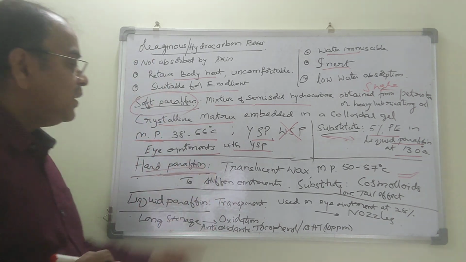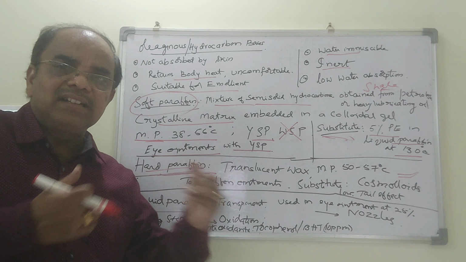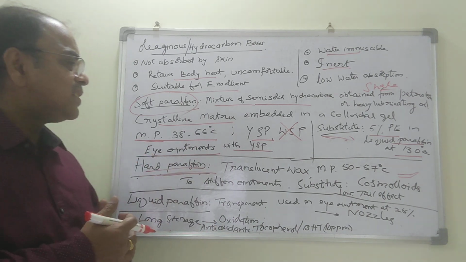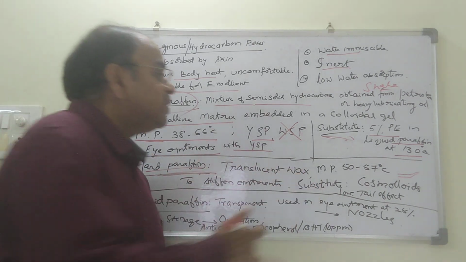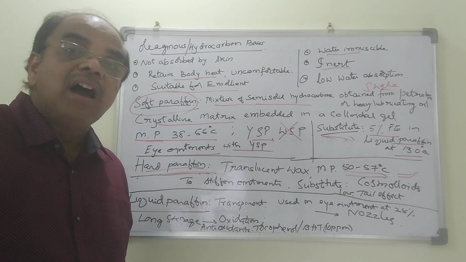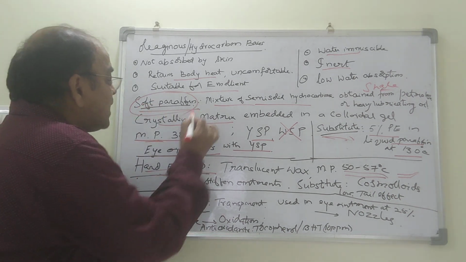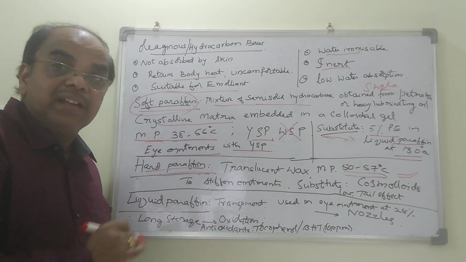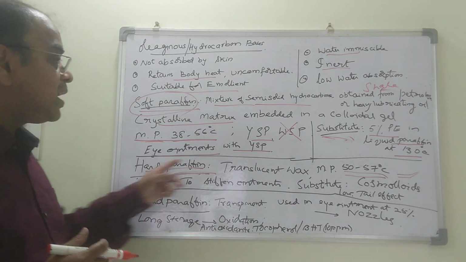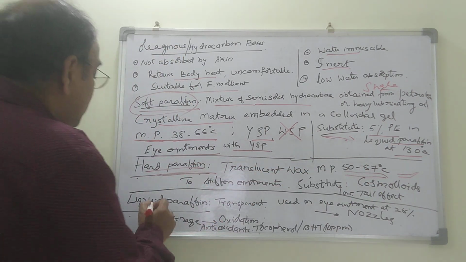Hard paraffin is a translucent wax, in between opaque and transparent. Translucent wax-like substance. Melting point of the hard paraffin is 50 to 57 degrees centigrade. Soft paraffin is 38 to 56. A broad range is there. Hard paraffin maximum 57 only. 50 to 57 only. Next one.